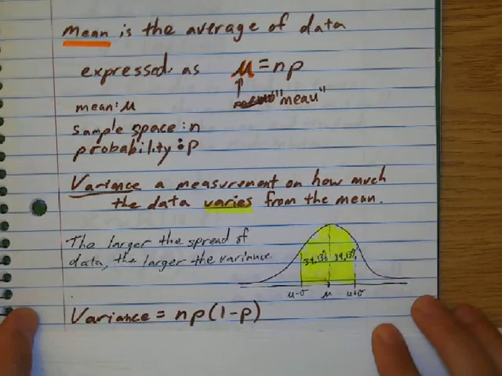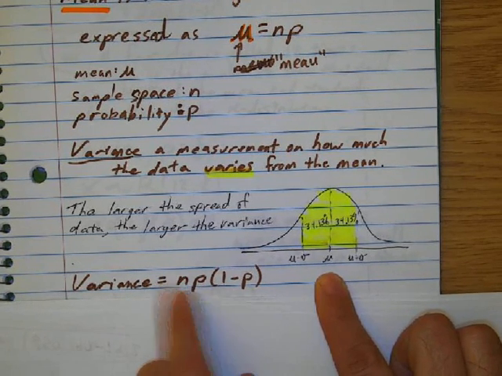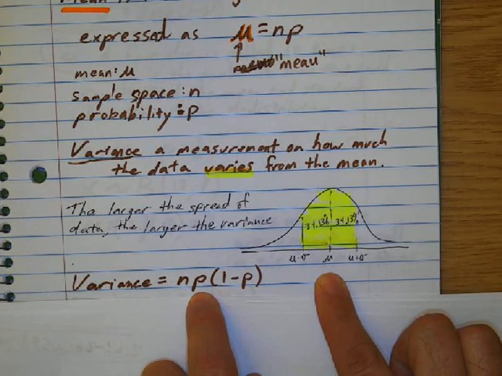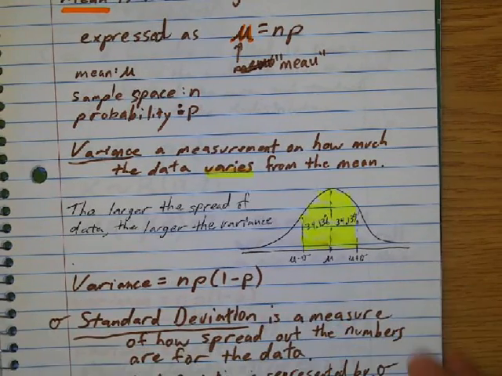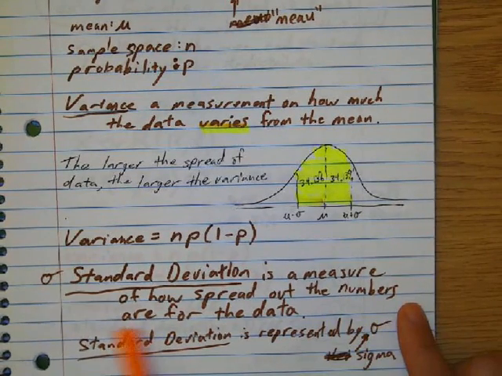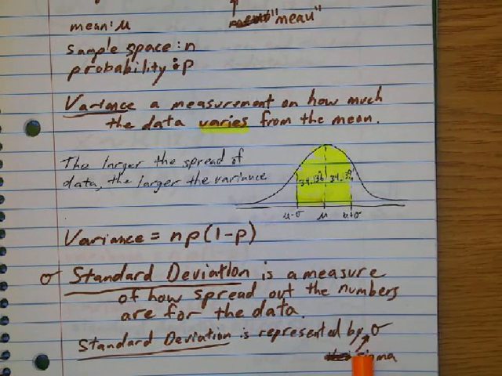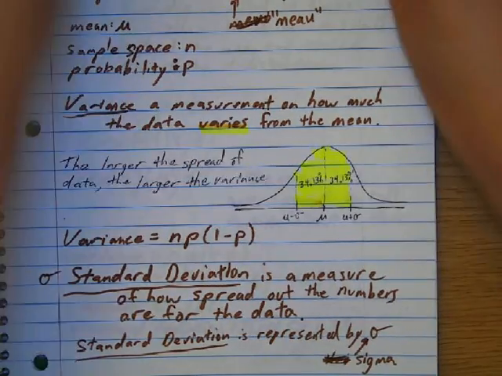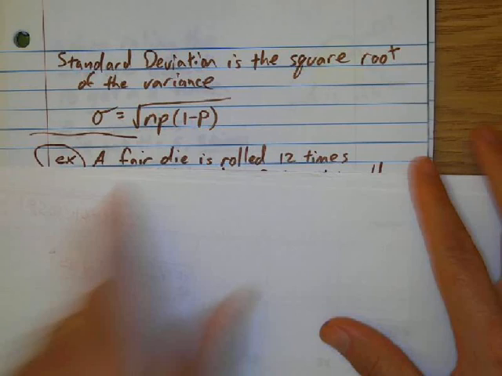Let me continue. So variance is expressed with the number, the sample space, times the probability of getting something, and then times 100% minus that probability. Okay, so standard deviation is a measure of how far the spread of the numbers are from the result here. So standard deviation is represented by the symbol mu. Okay, and standard deviation is represented by the square root of the variance.